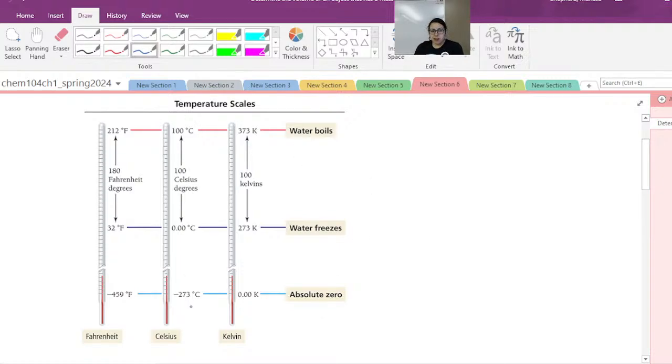But does anybody know where the Kelvin scale comes from? Exactly, absolute 0. I'll repeat in case you didn't hear. It's where there's the complete absence of motion.